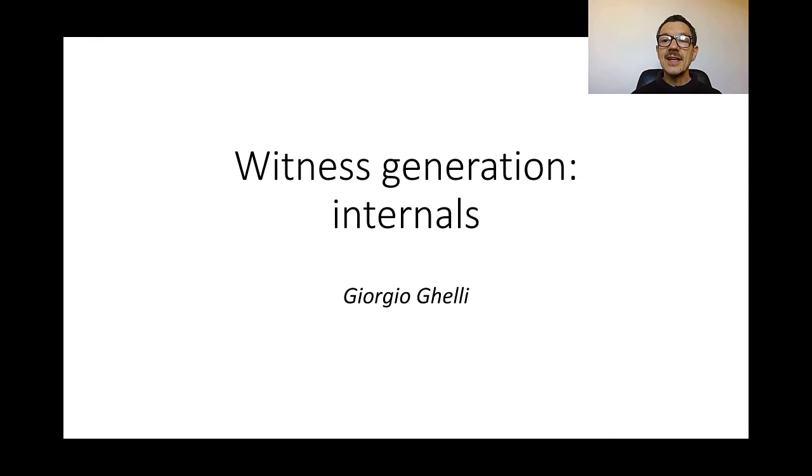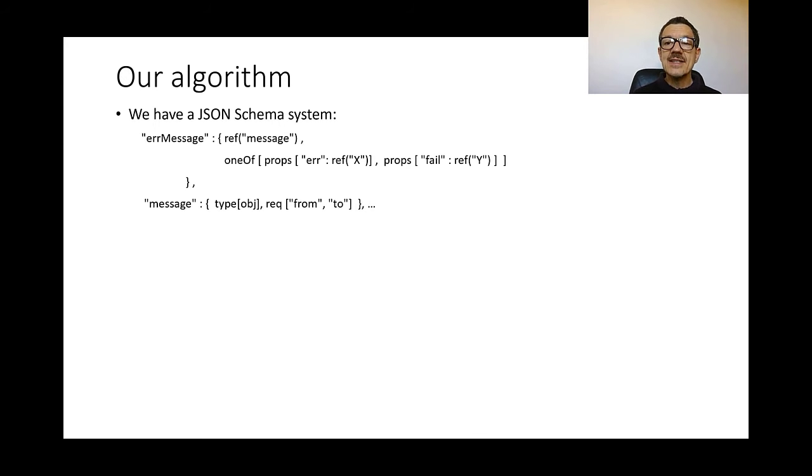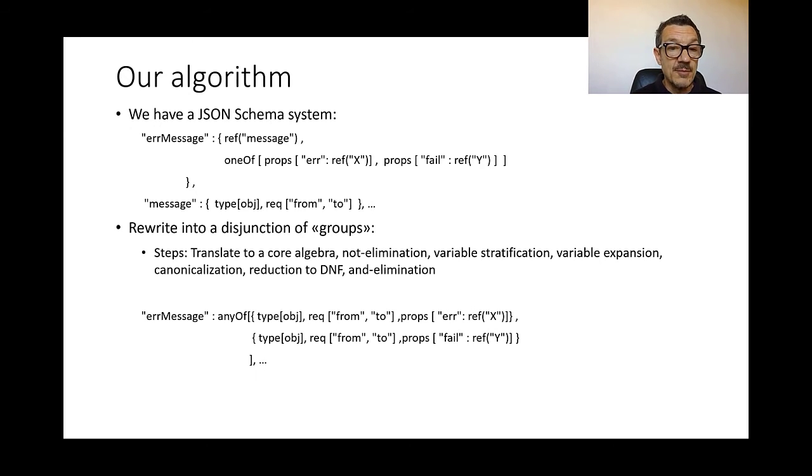Hi, I'm Giorgio Gelli, and I would like to tell you something about the internals of our algorithm. So, we start from a JSON schema, which we may describe as a system of recursive equations where each variable is bound to a complex JSON schema defined in terms of the other variables. The first step of our algorithm is to rewrite this system into a normal form, a disjunction of groups, where every variable is just defined as a list of groups, where a group is a set of structural assertions.